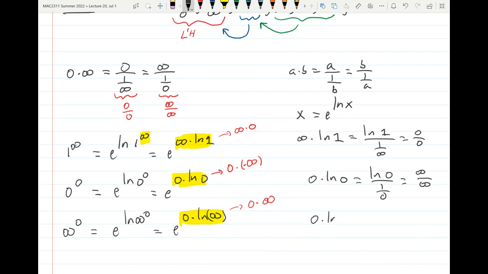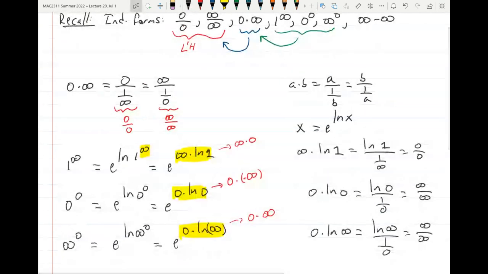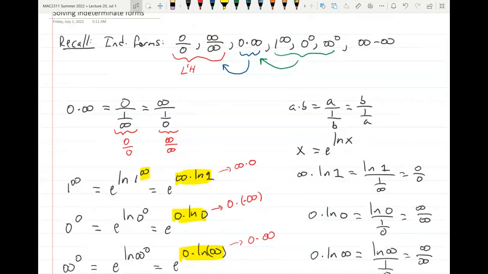And here you have a 0 times ln. Just keep the ln of infinity in the top and bring the 0 down. That will give you an infinity over infinity situation. Okay? And now, L'Hopital's rule. Okay, so this is how you address the three exponential type indeterminate forms.